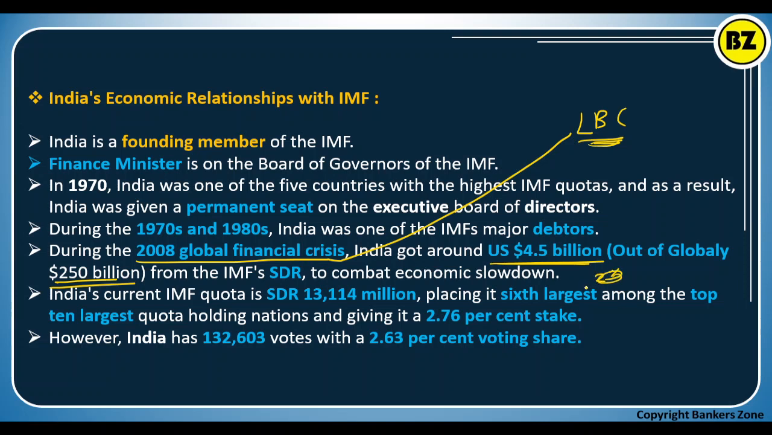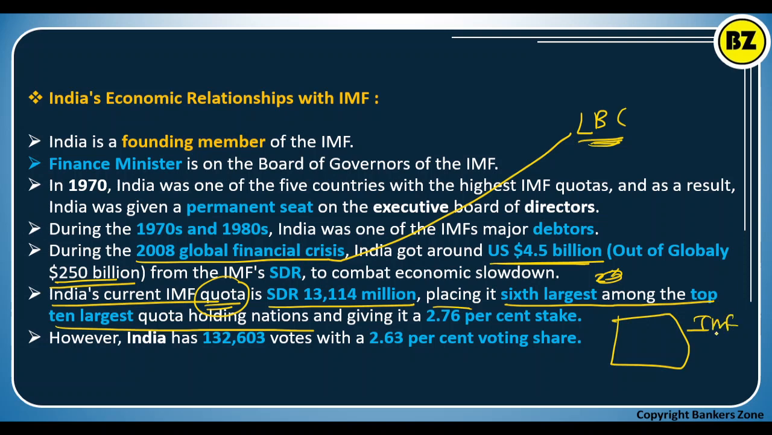Now India's current IMF quota is SDR 13,114 million. What is a quota? Basically, how much the nation has contributed. This places India sixth largest among the top 10 quota-holding nations. India is the sixth largest contributor to the IMF, and India has a 2.76% stake right now. So we contribute a stake in the IMF.